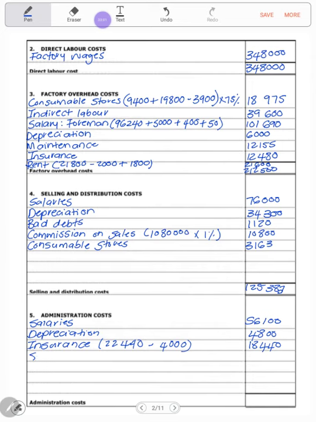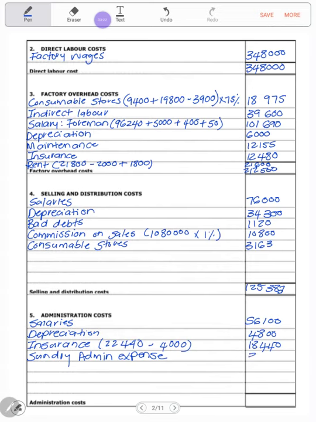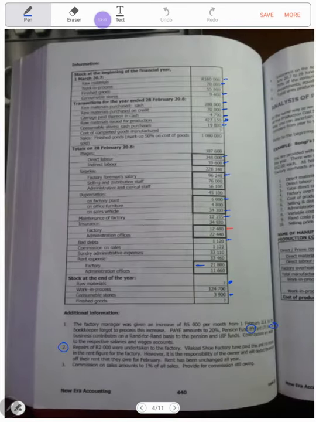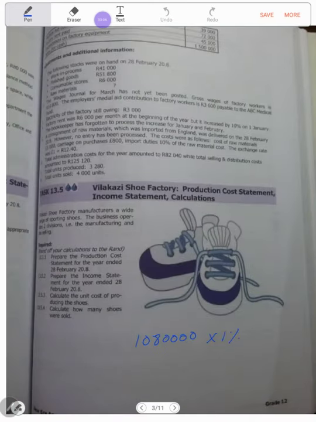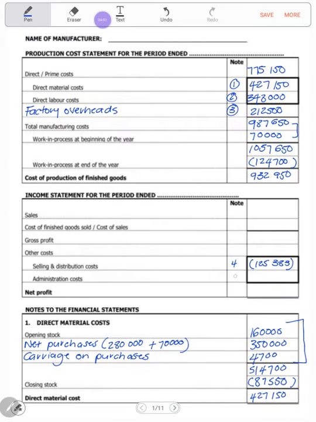And then we have sundry admin expenses, which was 33,110. And then they also paid rent. Let's go and have a look at our rent. Rent expense, admin office, 11,660. And then last but not least, the consumable stores that was divided. And remember, it was divided equally. So it's going to be 3,163. If I add all of that up, I should get a total of admin costs worth 127,272.